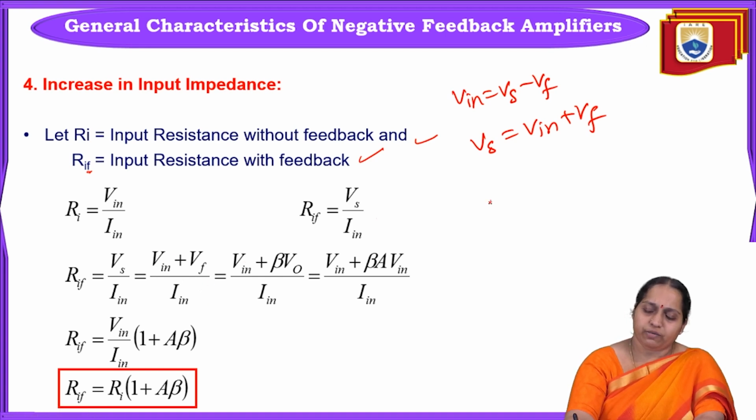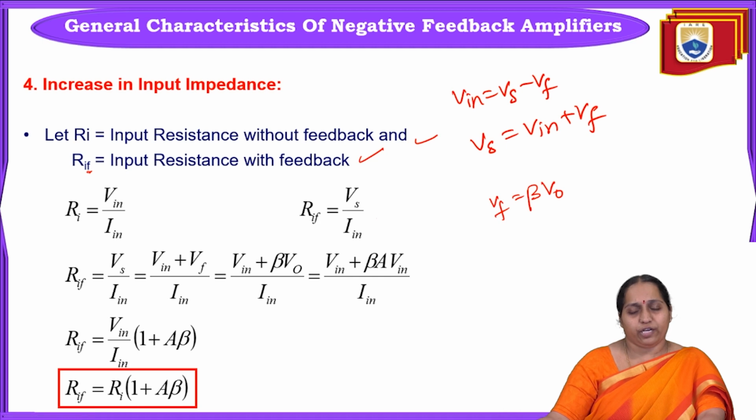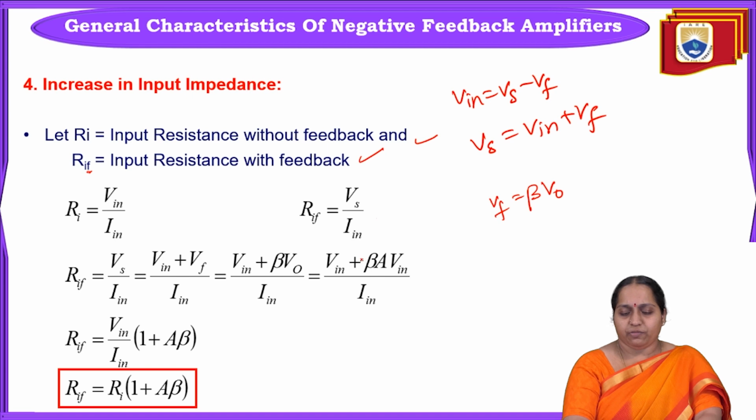Feedback signal is given by Vf equal to beta into V0, because V0 is the input to feedback network and beta is gain of the feedback network. So output of the feedback network will be given by input into gain, beta into V0. So Vin plus beta V0 by In. So this is equal to Vin plus beta.